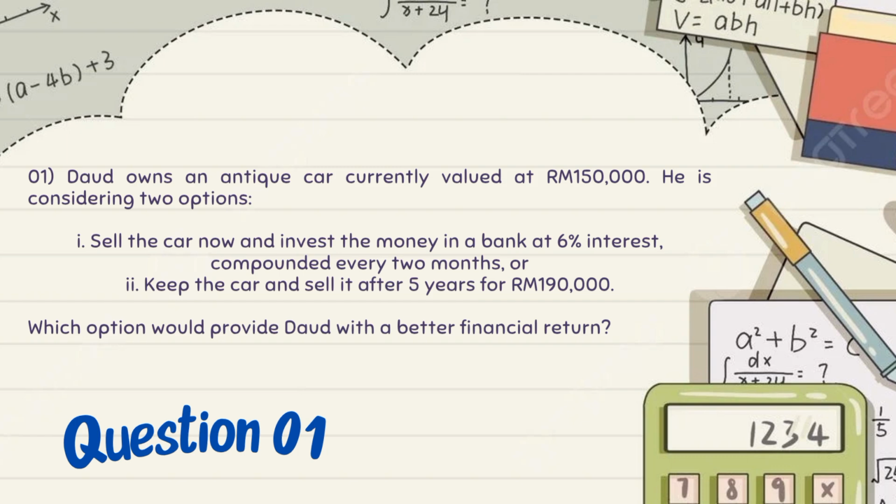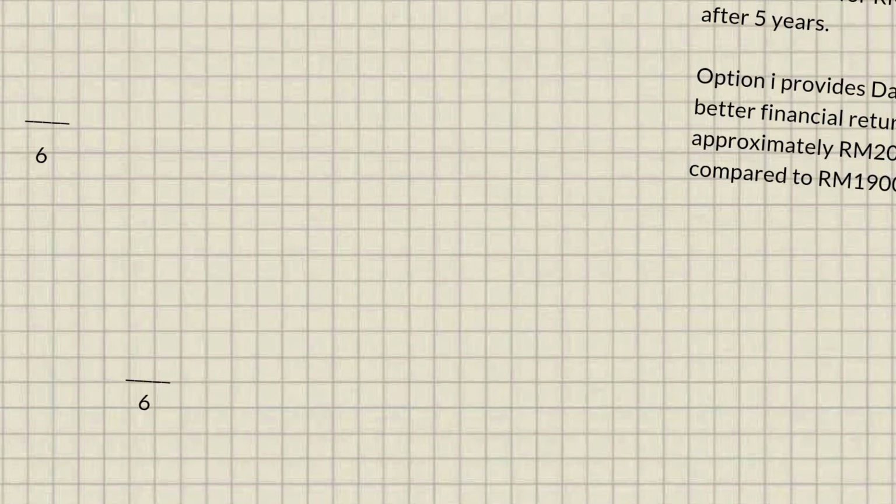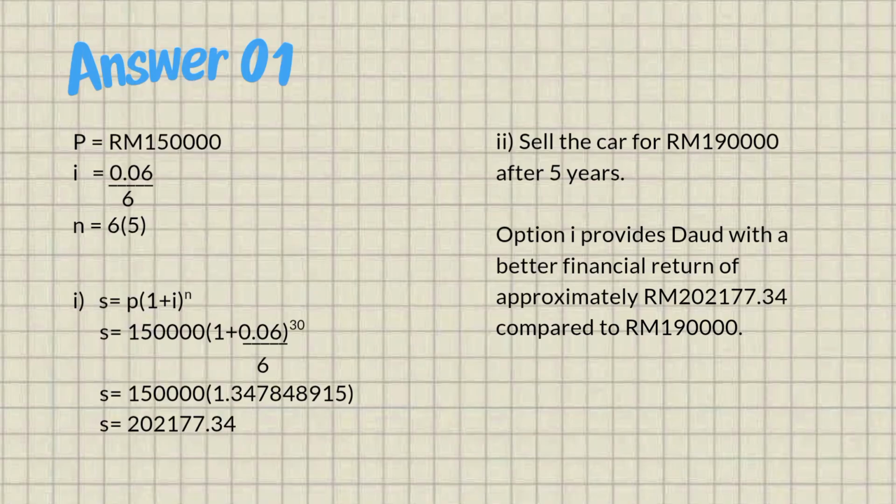Question 1. Daud owns an antique car currently valued at RM150,000. He is considering two options. Option 1. Sell the car now and invest the money in a bank that offers 6% interest compounded every 2 months. Option 2. Keep the car and sell it after 5 years for RM190,000. Okay, let's evaluate both options to determine which one provides a better financial return.